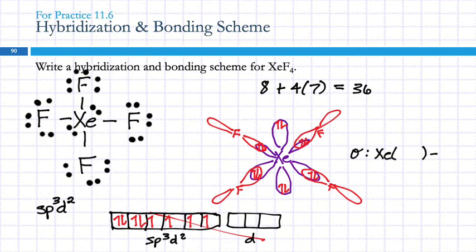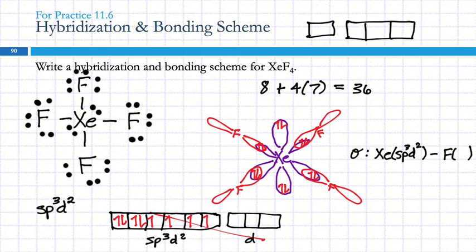So it's between xenon and fluorine. What orbital is xenon using? sp3d2, right? The hybrid orbitals, sp3d2. And what orbital is fluorine using? Well, let's draw. So fluorine is going to be unhybridized.